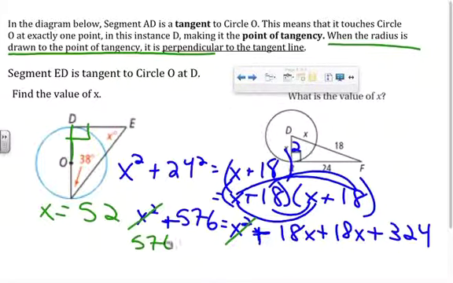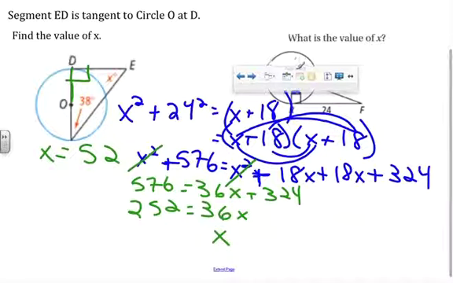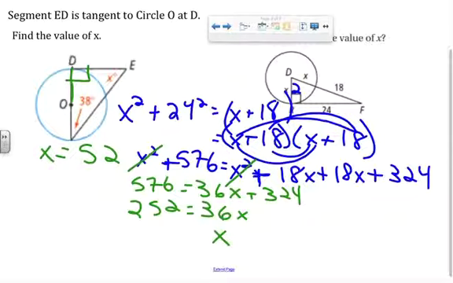So now we have 576 equals 36x plus 324. My next step is going to be to subtract 324 from both sides. I get 36x equal to 252. And when I divide both sides by 36, x is 7. Congratulations.